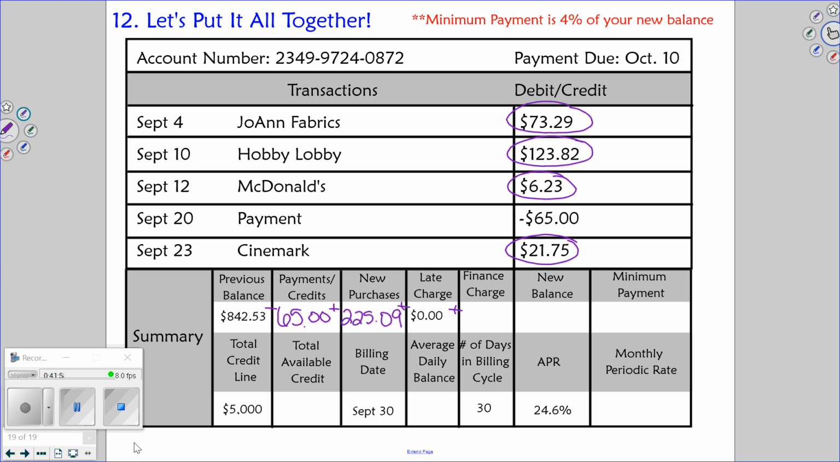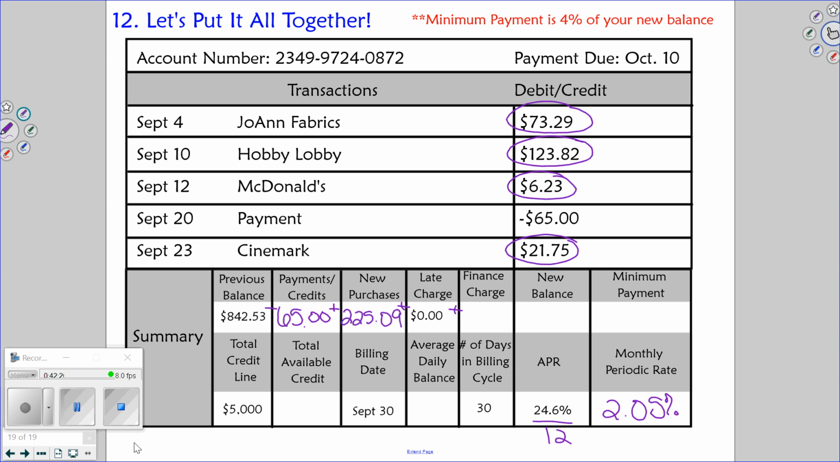No, I can't do that either. Can't do the total available credit. So I still have monthly periodic rate and average daily balance. Can you find the monthly periodic rate? Yeah. Take the APR, divide this by 12. We can do that. It's going to give you 2.05%.